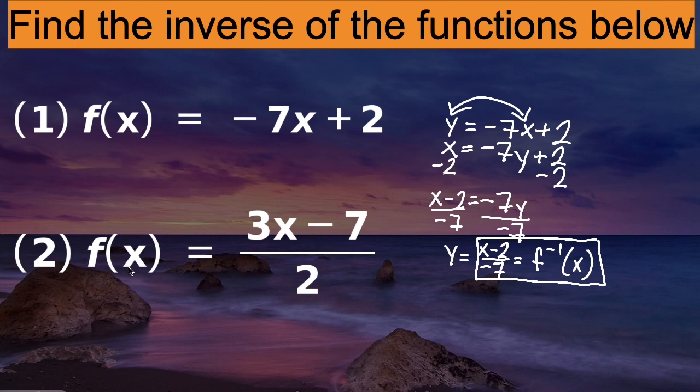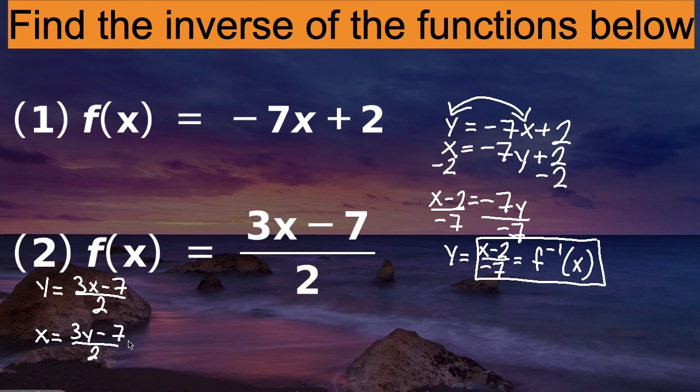For number 2, we're going to do the exact same thing. Instead of f of x, I'm going to write y equals 3x minus 7 over 2. Our first step is to switch x and y. So I'm going to write x equals 3 times y minus 7 over 2. And now our objective is to get y by itself.